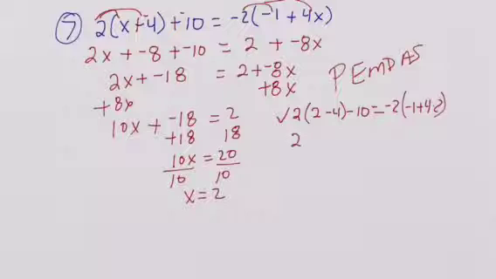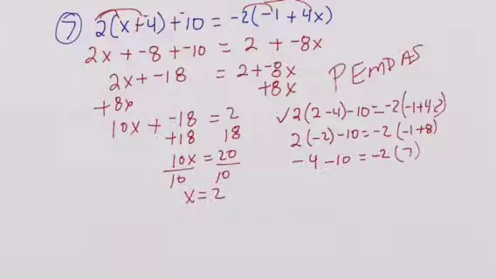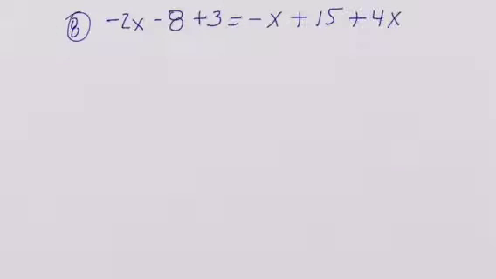So we're going to do 2 times negative 2 minus 10 is equal to negative 2 times, and now this is going to be negative 1 plus 8. We're simplifying the parentheses. Negative 4 minus 10 is equal to negative 2 times 7. Add a line, change the sign. Negative 14 is equal to negative 14. So we know that our value x is equal to 2 is correct.